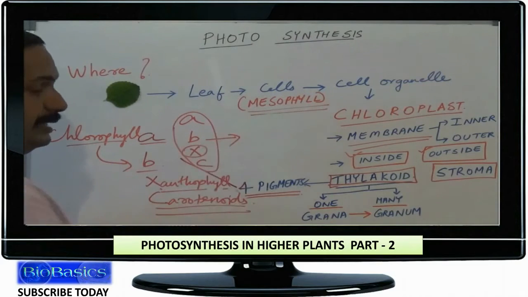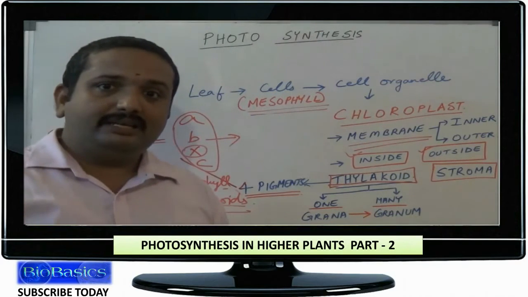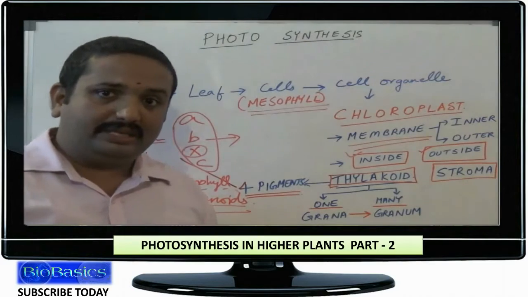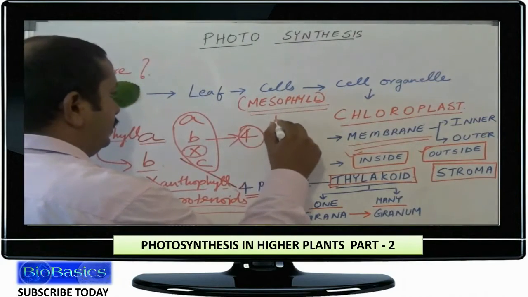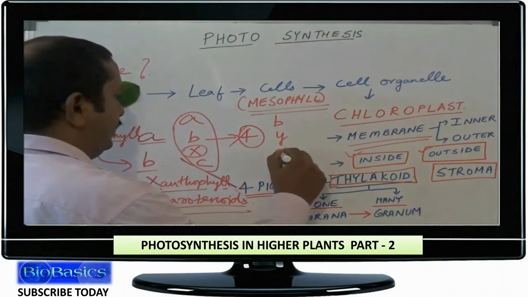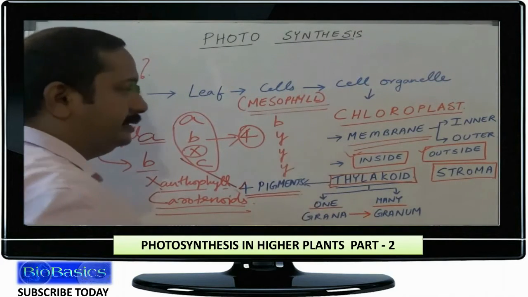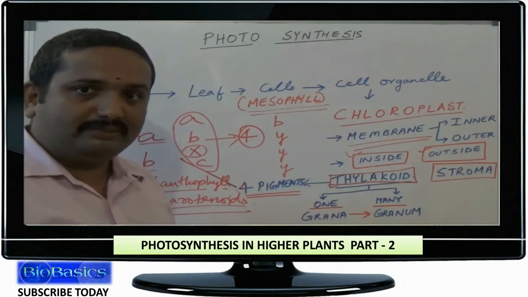Now each of these pigments absorbs light at a very specific wavelength, or they are of different colors. There are 4 colors that you should remember. How do you remember them? Put B, Y, Y, Y. Now there are 4 pigments with 4 colors.